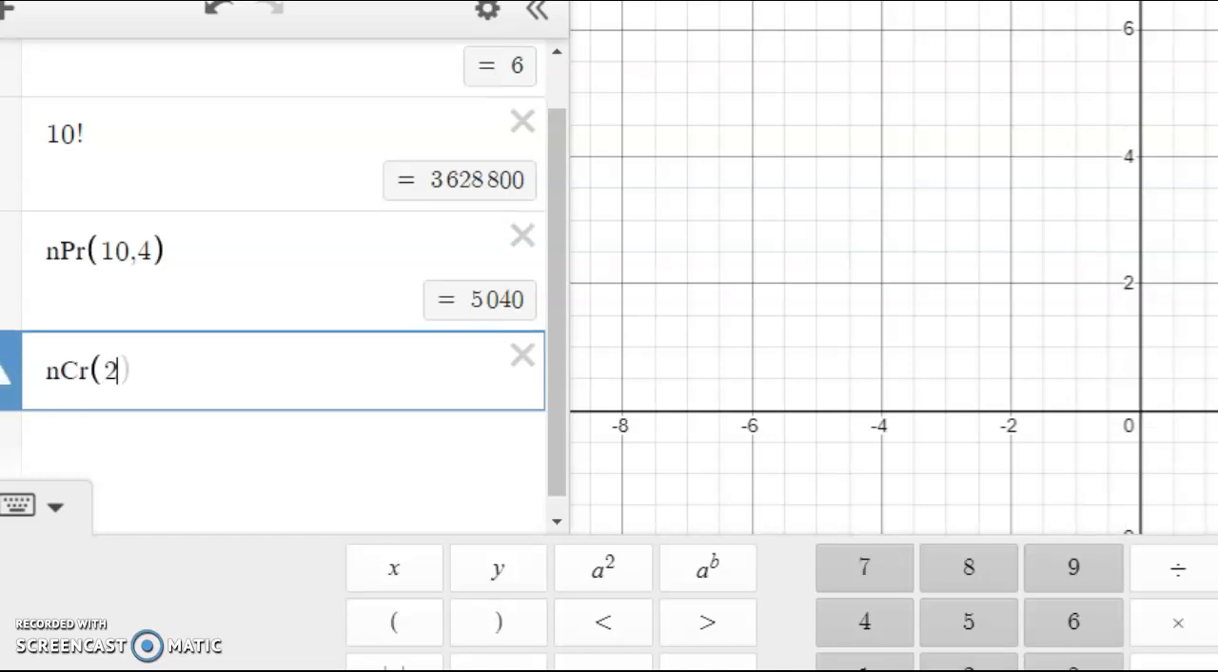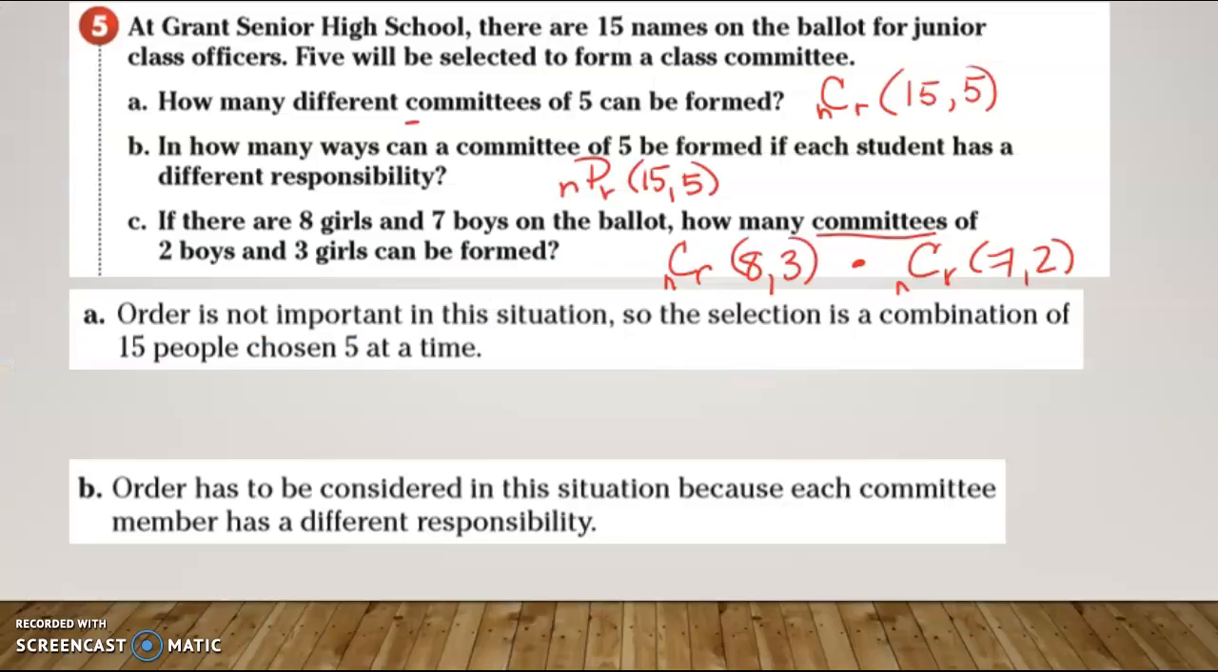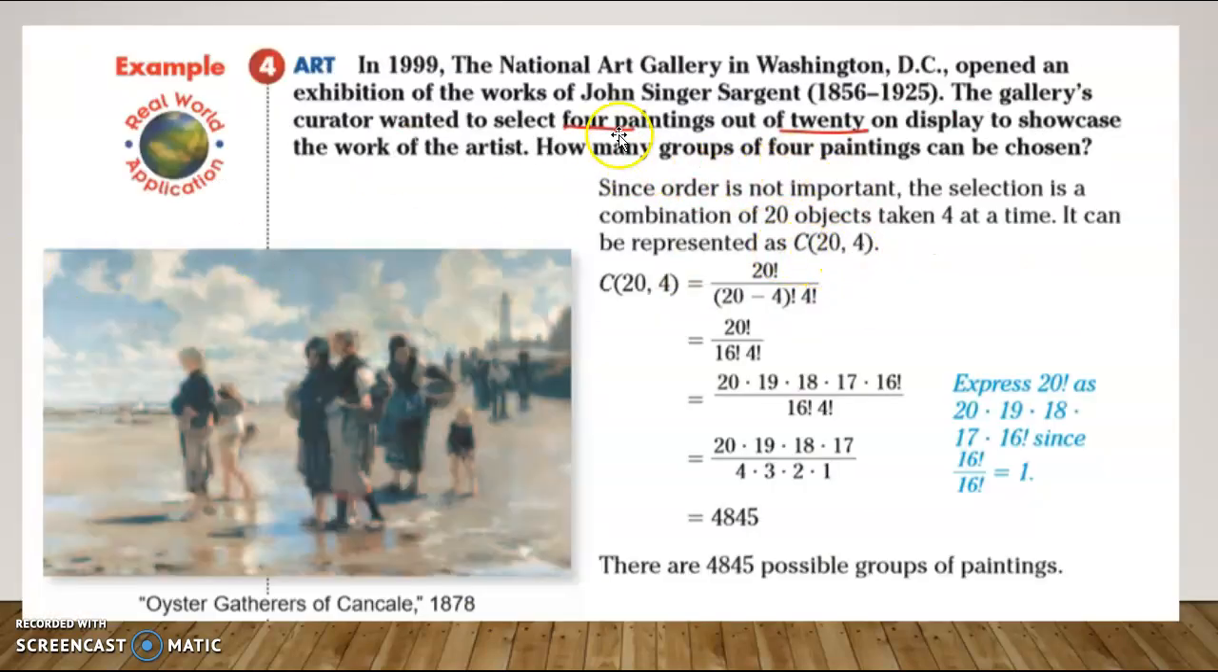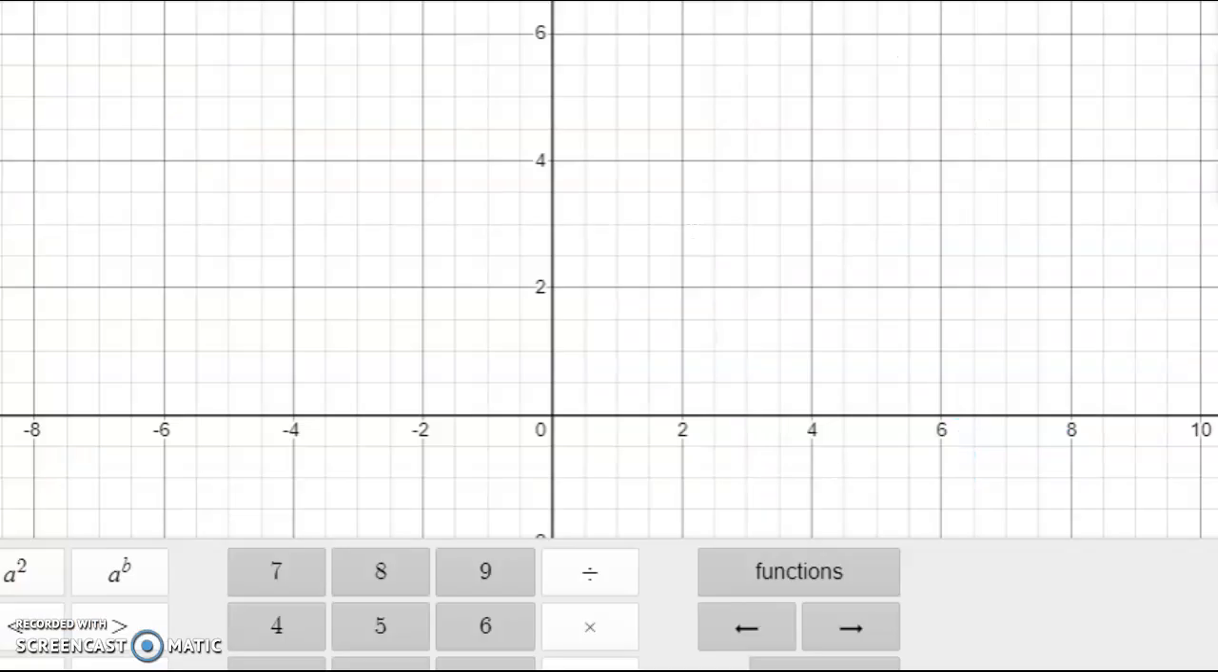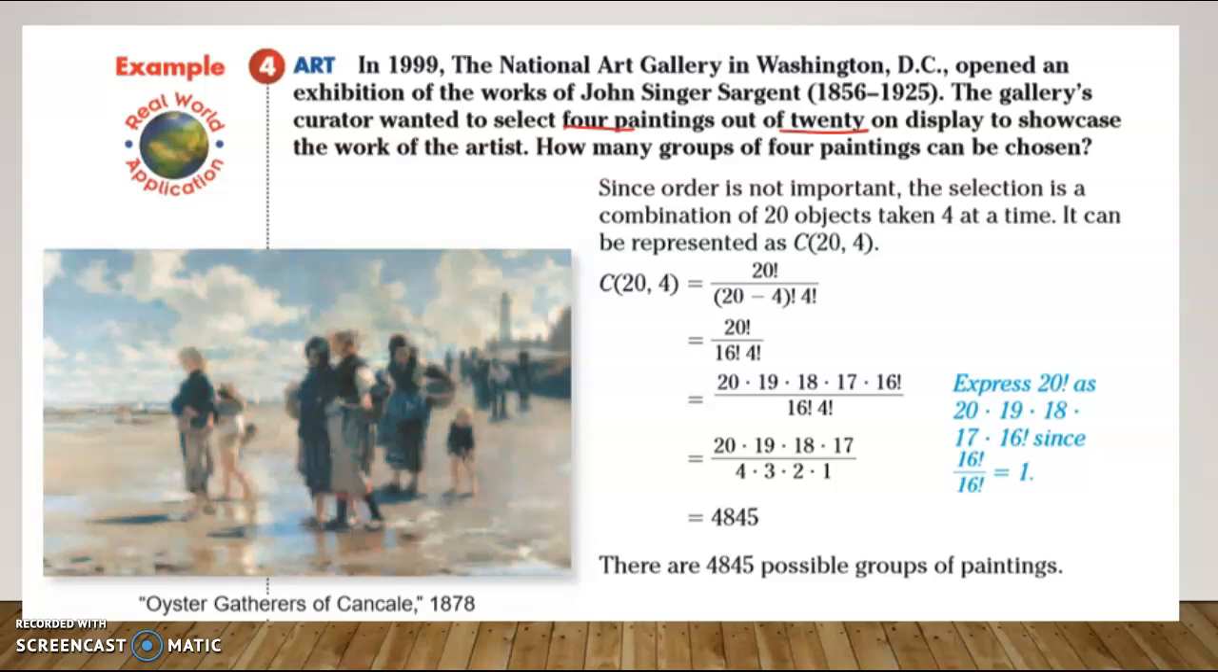Combination of 20, I'm not sure exactly where I left off because I thought I was recording and I was not. So, this was a combination because the order was not important. And we ended up with 4845, which I showed you on Desmos. You just pick the nCr instead of the nPr.